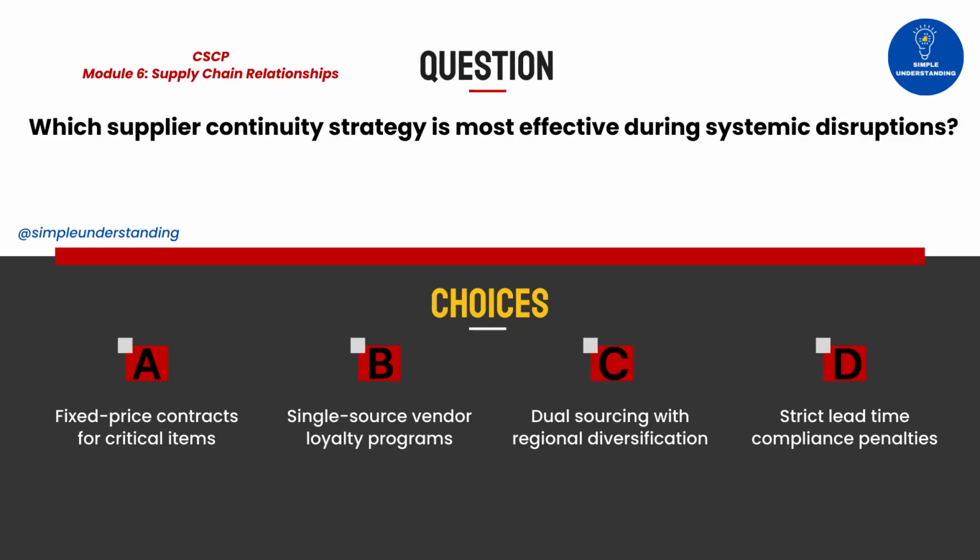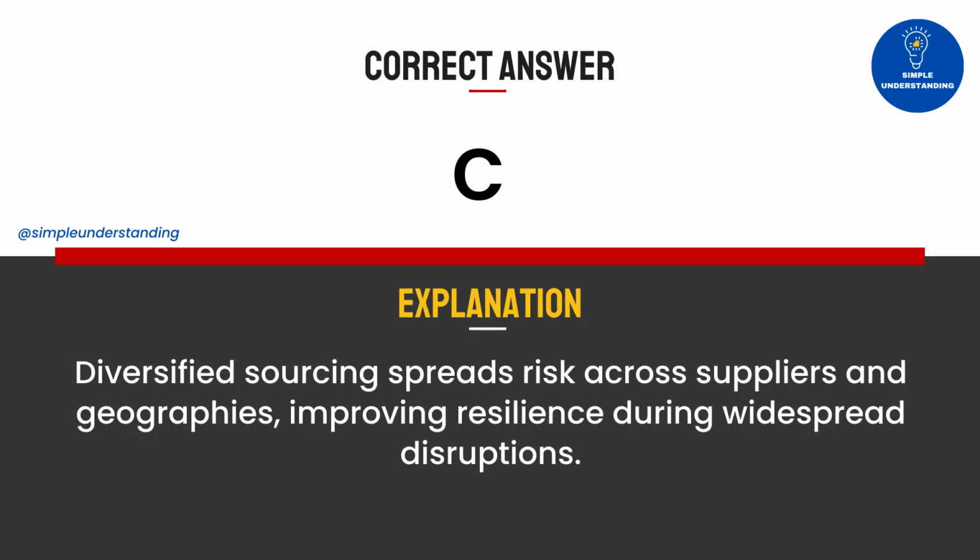14. Which supplier continuity strategy is most effective during systemic disruptions? A. Fixed price contracts for critical items. B. Single source vendor loyalty programs. C. Dual sourcing with regional diversification. D. Strict lead time compliance penalties. Correct answer: C. Explanation: Regional diversification and multi-sourcing reduce dependence and increase supply chain resilience during crises.